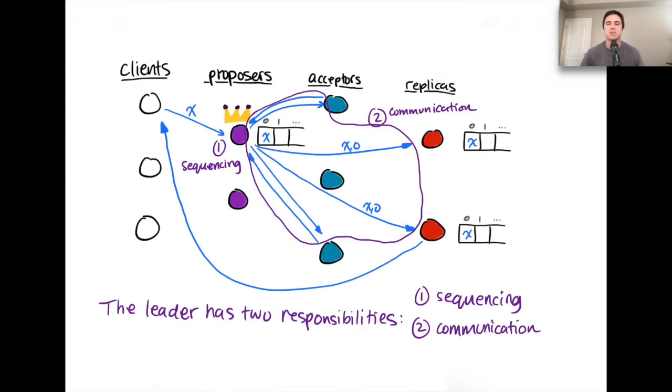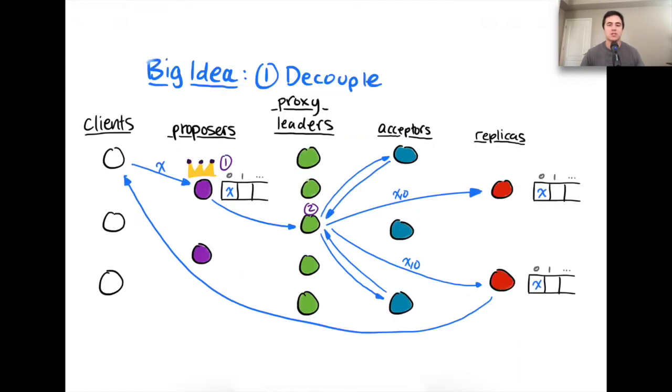To eliminate the leader bottleneck, we note that the leader has two main responsibilities. The first is sequencing. The leader is responsible for totally ordering all of the commands. The second is communication. The leader is responsible for communicating with every other node in the protocol. Historically, these two responsibilities have both fallen on the leader, but this is not necessary. Our big idea is to first decouple these two responsibilities. We do so by introducing a new set of nodes called proxy leaders.